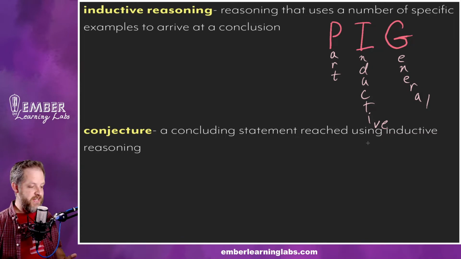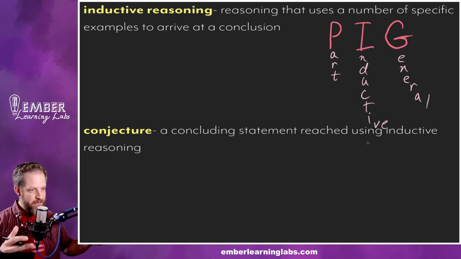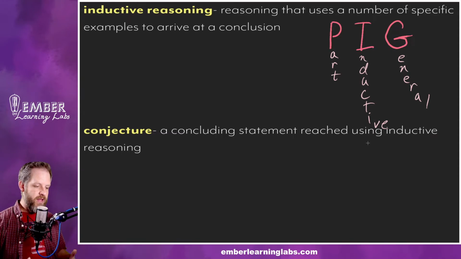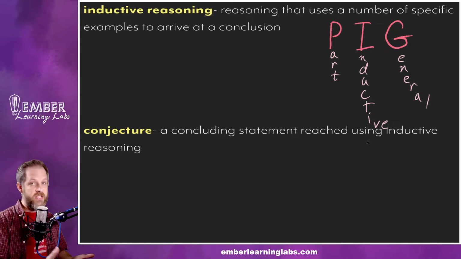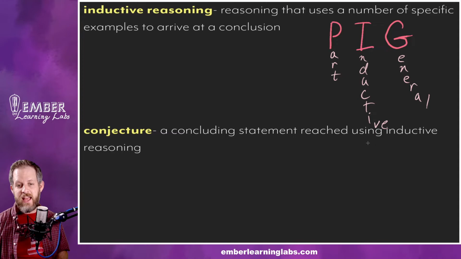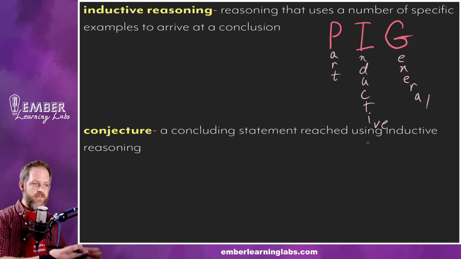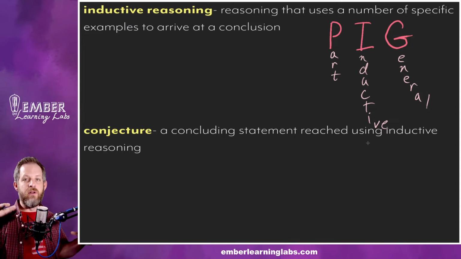From inductive reasoning, we can make a conjecture. A conjecture is a concluding statement, a big overarching rule that can be used. We come to those conclusions, the conjecture, using inductive reasoning. So we're looking at different specific examples to build a rule.